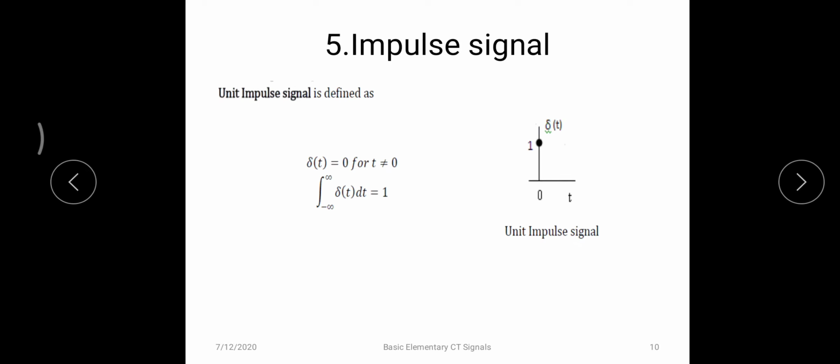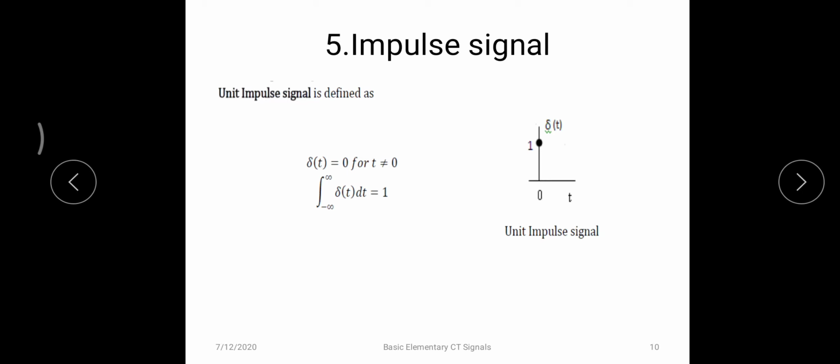And the most important signal for our subject is the impulse signal. The impulse signal is denoted as delta of t. Delta of t is equal to 0 for t not equal to 0, so the signal exists only at t equal to 0. For the rest of the time instants, the amplitude is 0. This is nothing but the unit impulse.